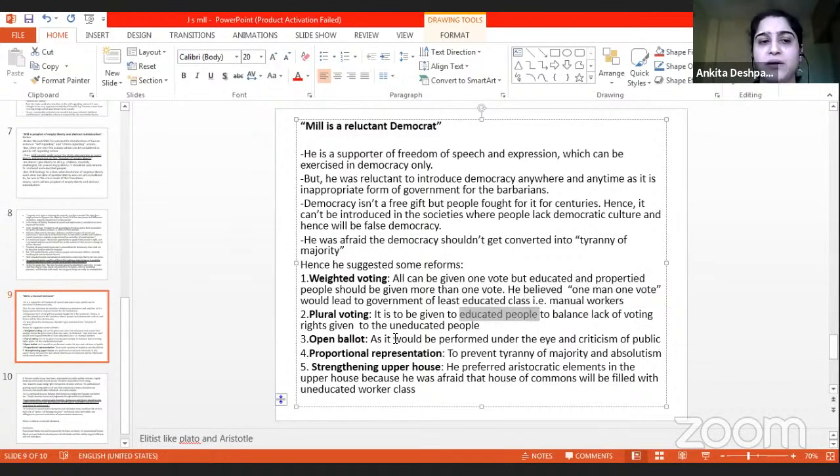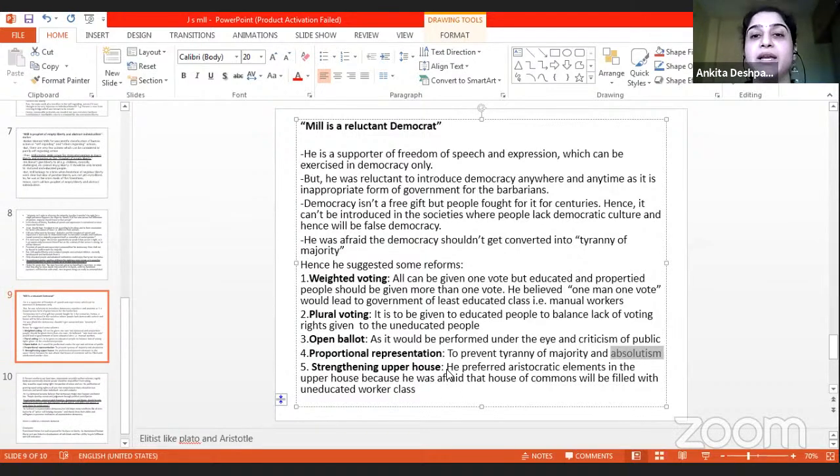Then he says it should be open ballot, no secret ballots, whatever it is in the public eye. All right. So there is no undue influence, there is no coercion, there is no force for anybody to vote for a particular person or particular group. All right. Proportional representation, meaning all the groups should have proportional representation. Why? Because worker class being the majority, if I give one vote to one person, their votes will definitely be more than the educated and propertied class. Concept of pyramid. All right. So that's the reason why he says proportional representation is required, so to avoid tyranny of majority as well as absolutism.